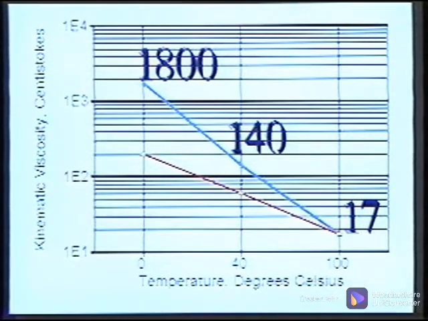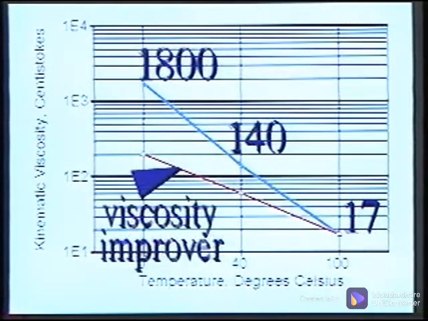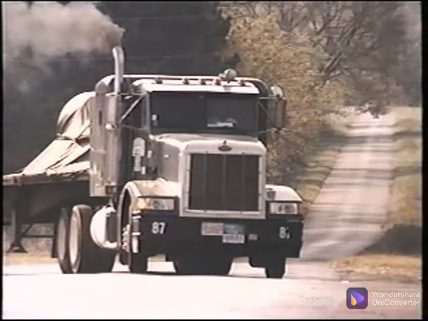If an oil has a viscosity of 17 at 100 degrees centigrade, it may have a viscosity of 140 at 40 degrees centigrade and a viscosity of 1800 at 0 degrees centigrade, or the freezing point of water. The 17 may be acceptable, but when the machine must be started in cold weather, the oil is too heavy. The viscosity improver does not affect the value at 100 degrees centigrade, but reduces the viscosity at the lower temperatures. Oils such as this are referred to as multigrade oils and are commonly used in automobile and truck engines.